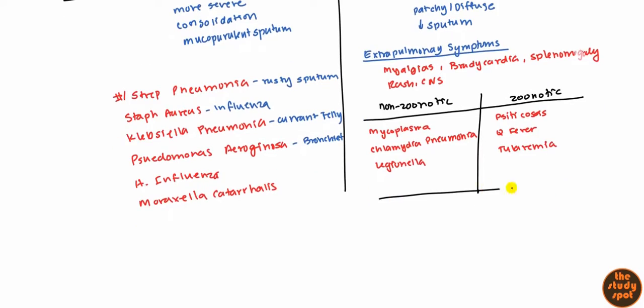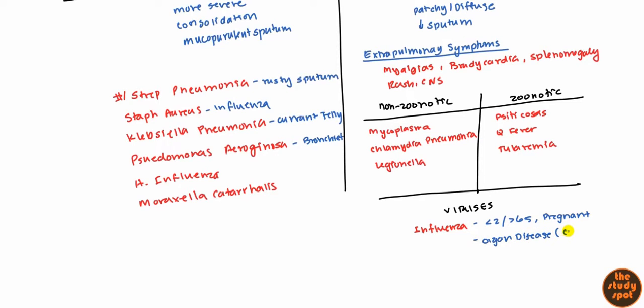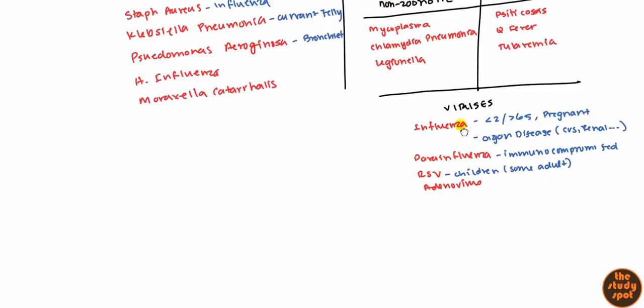And the more common cause of atypical pneumonia are viruses. And this includes influenza virus, which is generally common in patients less than 2 years old or greater than 65, and pregnant women. And this can cause organ disease, CVS, renal, pretty much most of the organ disease as well. So keep that in mind. Patients who have organ disease are more susceptible to influenza virus. You can also get parainfluenza virus, which can cause atypical pneumonia, and respiratory syncytial virus and adenovirus. So parainfluenza is more common in the immunocompromised, and children and some adults can get RSV.